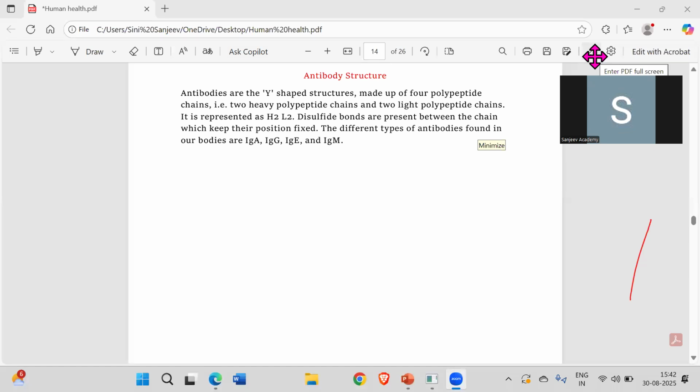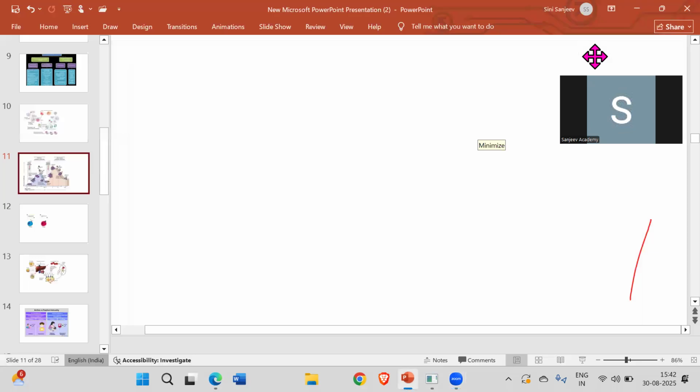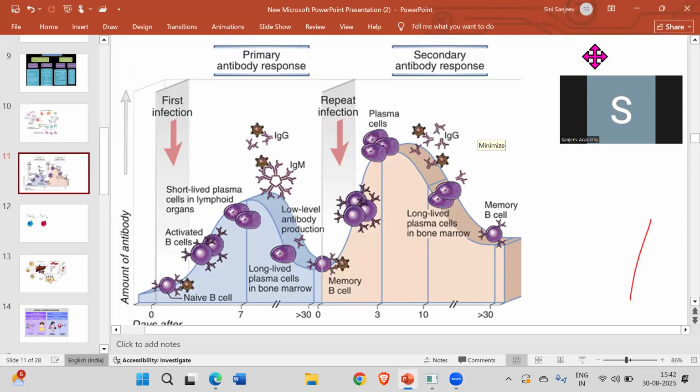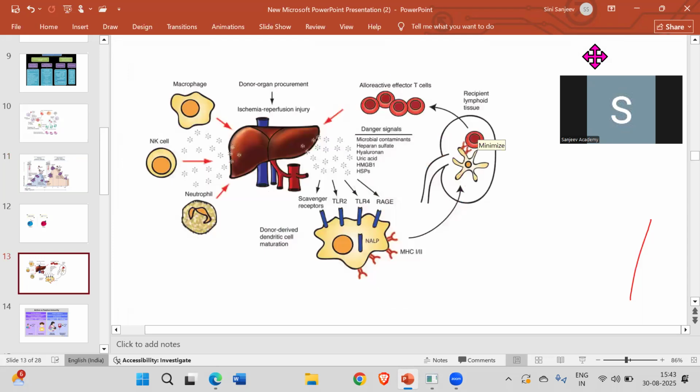Now I was mentioning the antibodies, right? So let's see one example related to this. As we know, there are certain organ transplantations taking place, for example for the heart, the kidney, the liver, or the blood. So there is something called what? Transplantation.